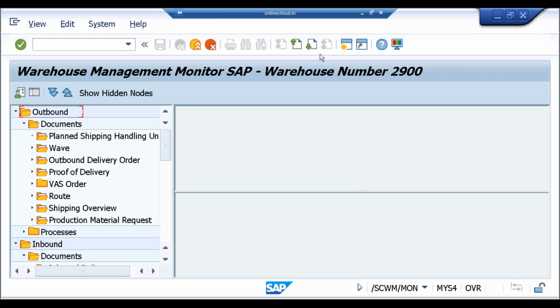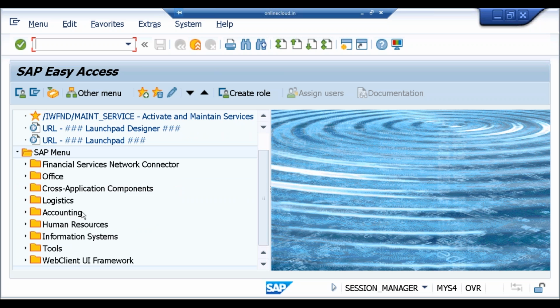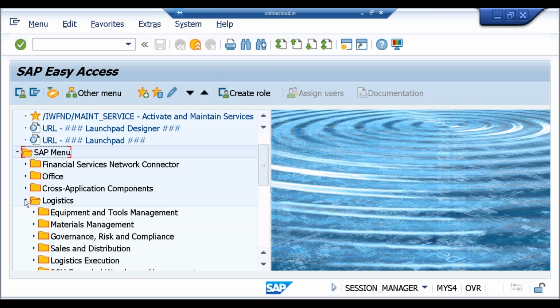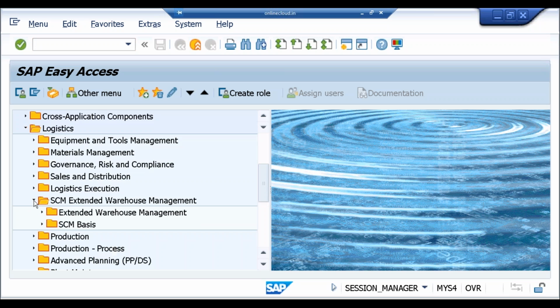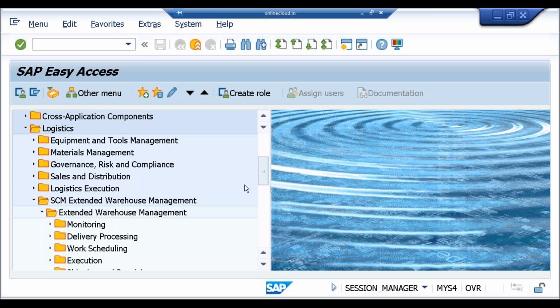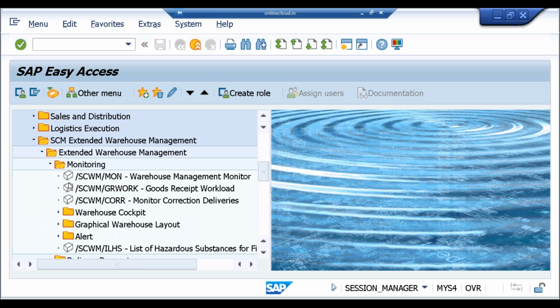So this is the extended warehouse management. Here, we have two levels. One is the easy access. In the easy access, you'll be able to see Logistics, and then we have SCM, Extended Warehouse Management. The entire EWM component has been kept here. You'll be seeing all the things, in the monitoring, you'll be having the monitoring.